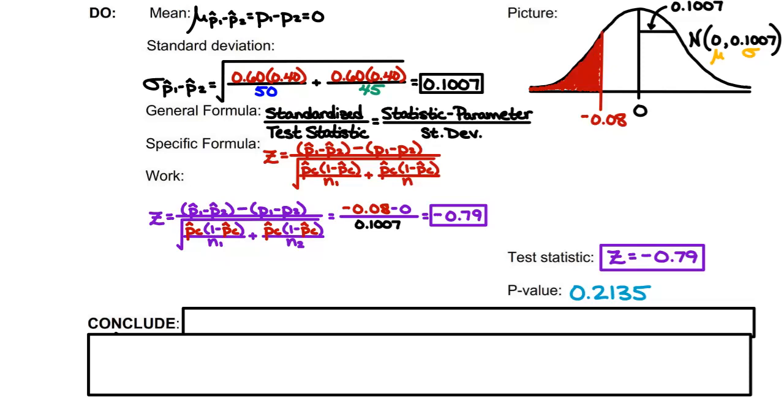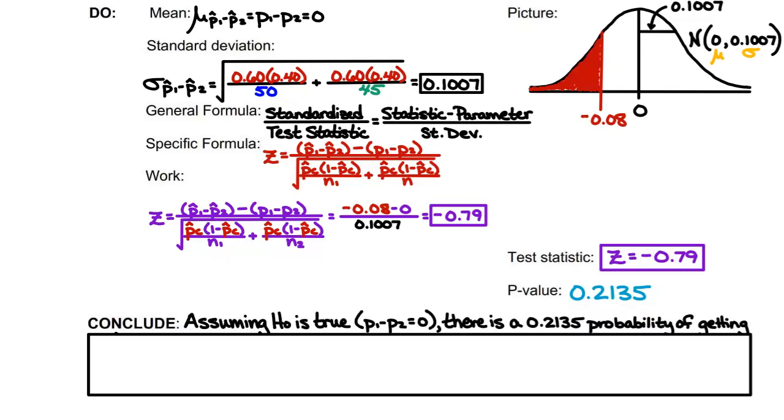How would we start our conclusion here? Assuming the null is true, what was our null? P1 minus P2 is 0. So assuming that's true, there's a 0.2135 probability of getting p hat 1 minus p hat 2 of negative 0.08. Or, which way did we shade? Left, so or less. Or less, or lower, or smaller.